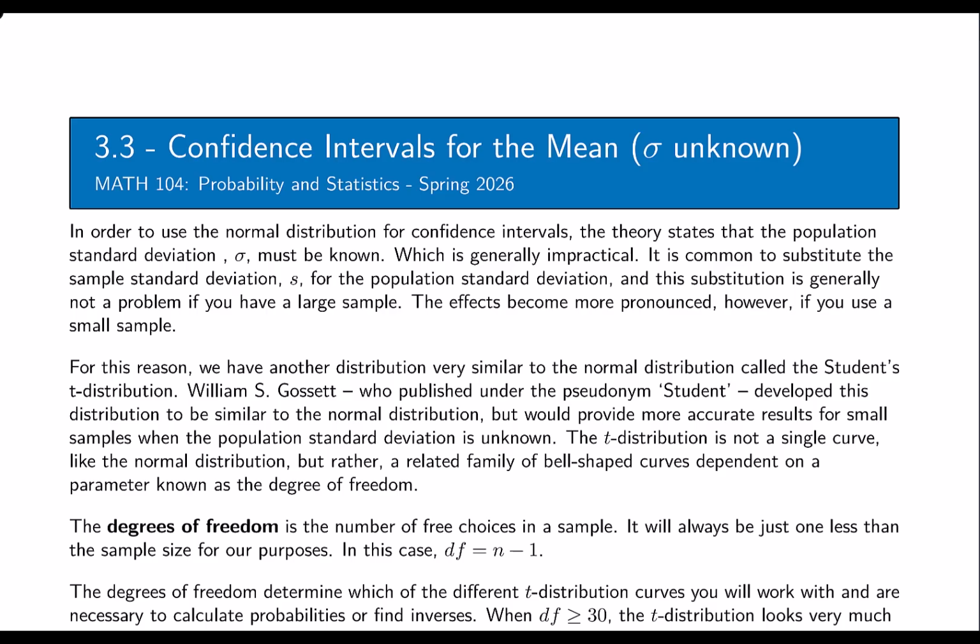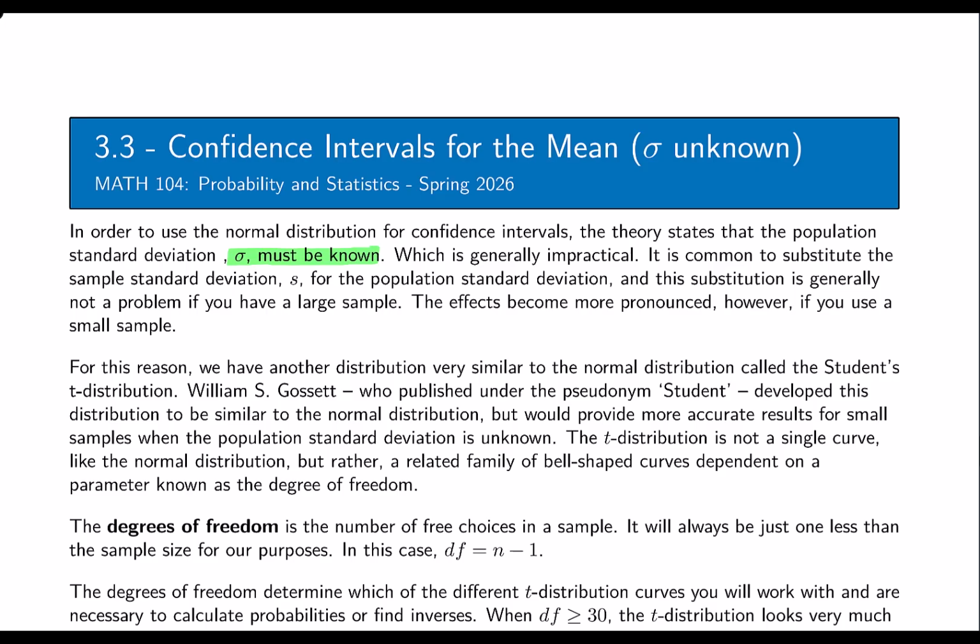In order to use that normal distribution that we learned about in the confidence intervals for the mean in the prior section, the theory states that the population standard deviation must be known, right? So sigma has to be known in order to use that normal distribution. And that's just generally very impractical.